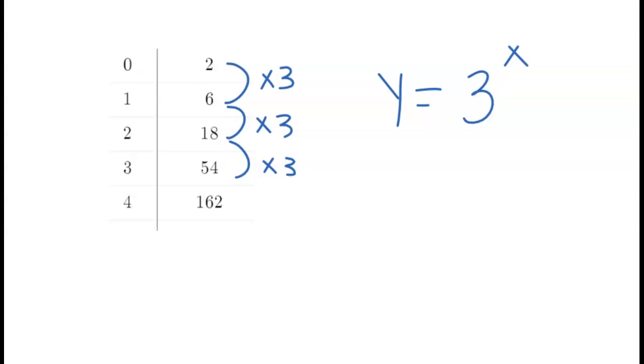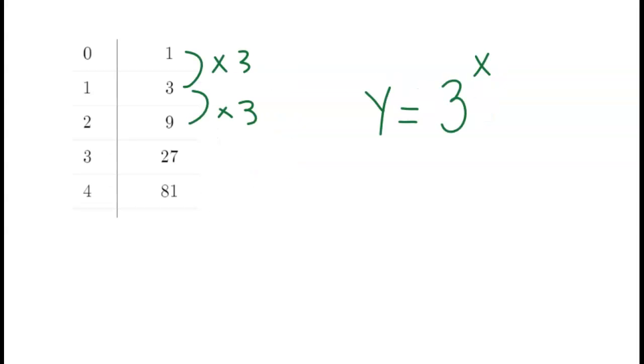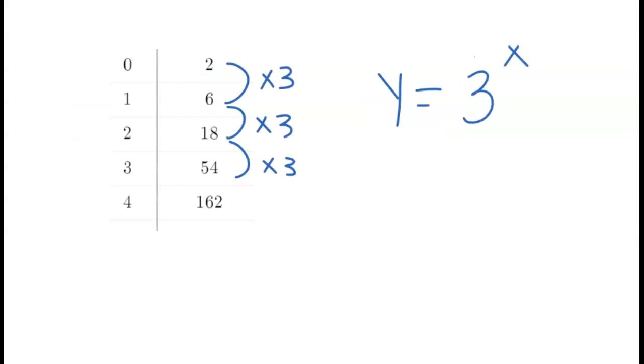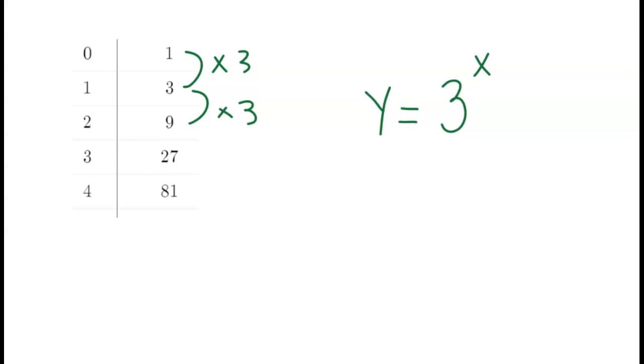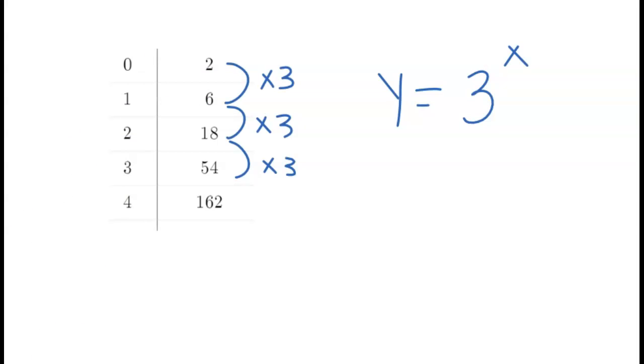This one, go back. Come on, computer. This one was y equals 3 to the x power. And this is 2, 3, 9, 27. This one also is multiplying by 3, but it doesn't start with 1, it starts with 2. So, what do I need to do?